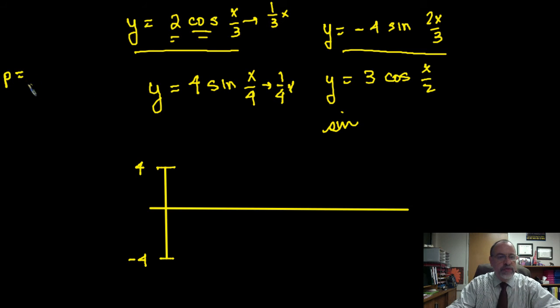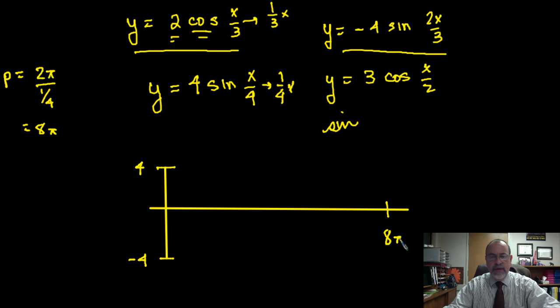So I do need to figure out what the period is. The period is 2 pi divided by the b value, which is 1/4. To divide by a fourth, I multiply by the reciprocal, so this is going to be 8 pi. So the period of this function is 8 pi. So I start at 0, I mark a point out here, and I'm going to call that 8 pi. I need 4 equal sections, so I'm going to divide that in half, so that's 4 pi. I'm going to divide that in half, that's 2 pi. So each of these sections is 2 pi in length. So this is 2 pi, 4 pi, 6 pi, and then 8 pi.